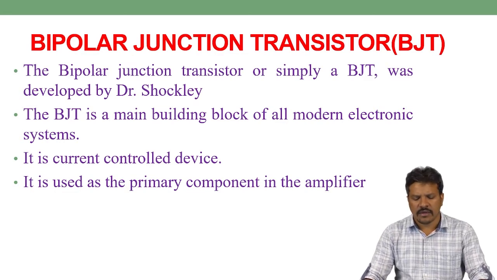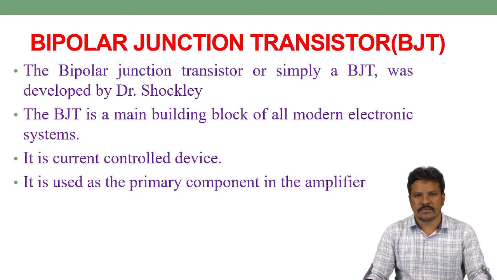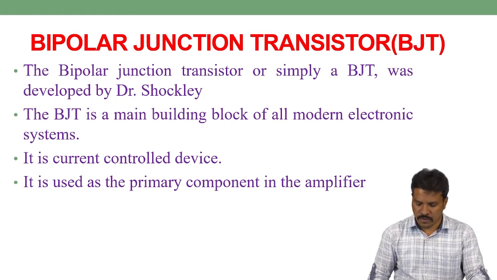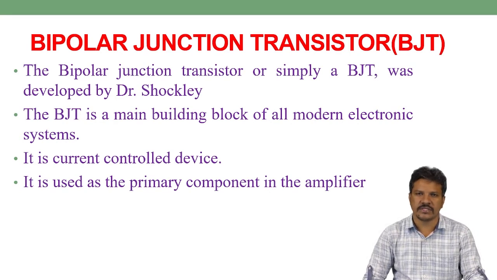It is a current control device, whereas the BJT is a voltage control current source. Current control device means the BJT is controlled by the current. It is also used as the primary component in the amplifier. When we see any amplifier, without a transistor, no amplifier exists. So the main heart of the amplifier is the transistor. That's why we are going to discuss the operation of the BJT and its applications in this Module 2.